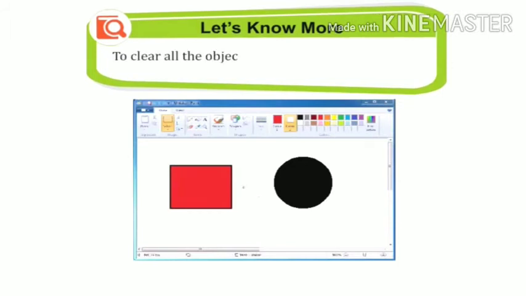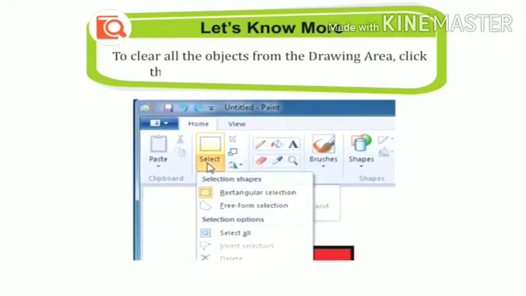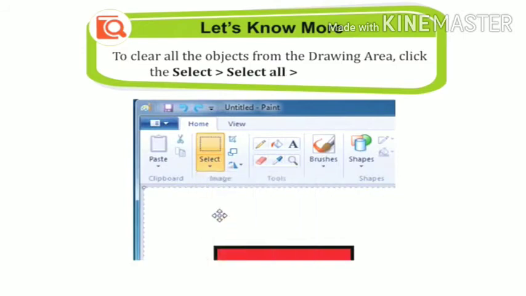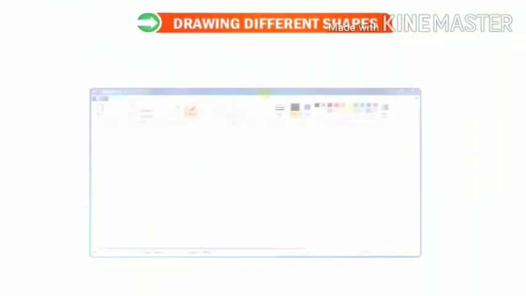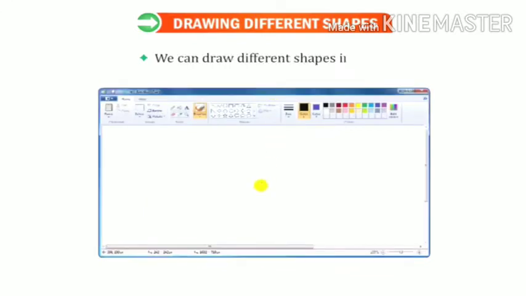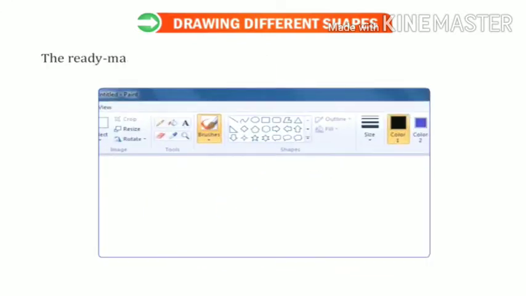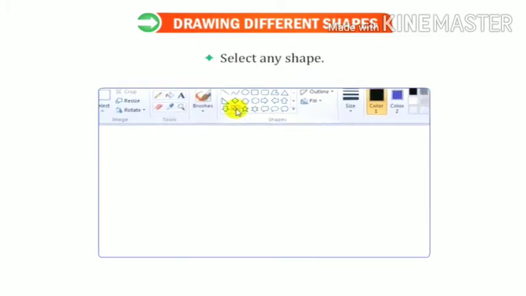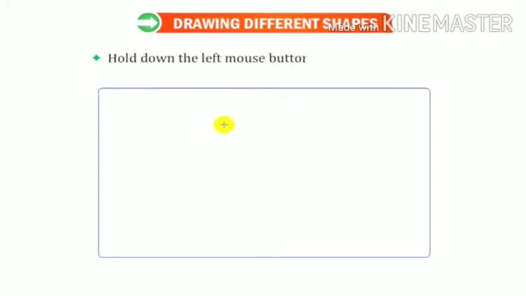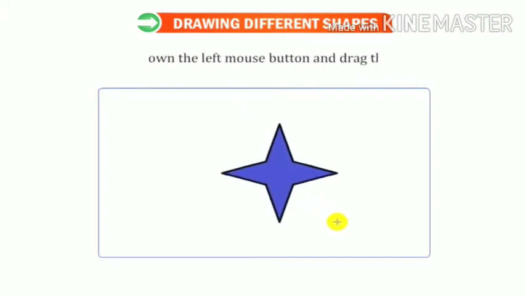Okay, if you want to clear all the objects from the drawing area, click on Select, Select all. Then let us learn how to draw different shapes. We can draw different shapes in Paint. The ready-made shapes are available in the Shapes group at Ribbon. Select any shape. Hold down the left mouse button and drag the mouse.